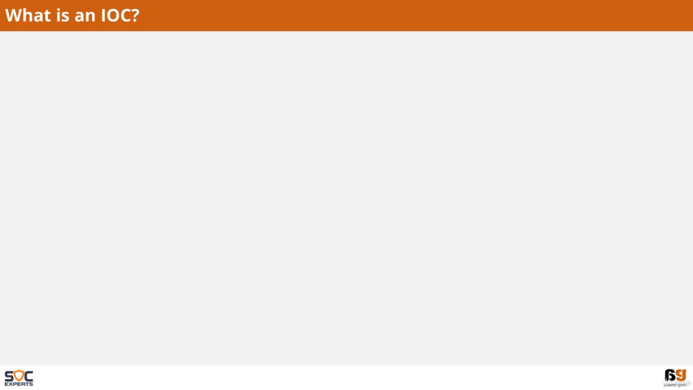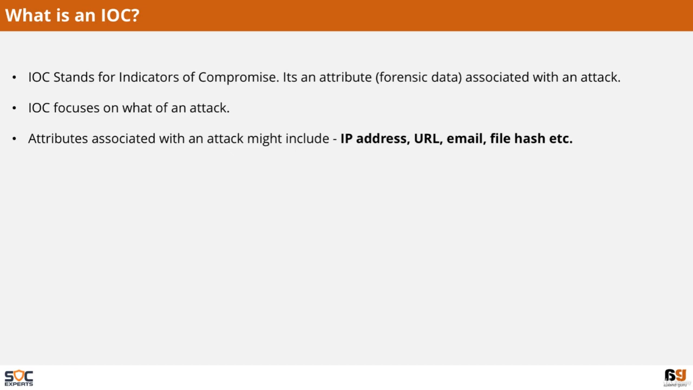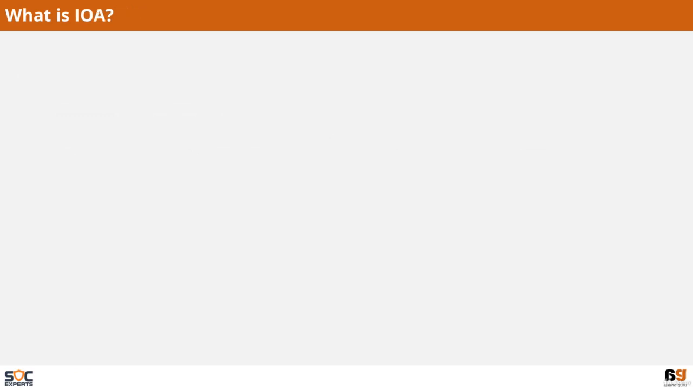What is an IOC? IOC stands for Indicators of Compromise. It's an attribute that is the forensic data associated with an attack. IOC focuses on what of an attack. Attributes associated with an attack might include IP address, URL, email, and file hashes.